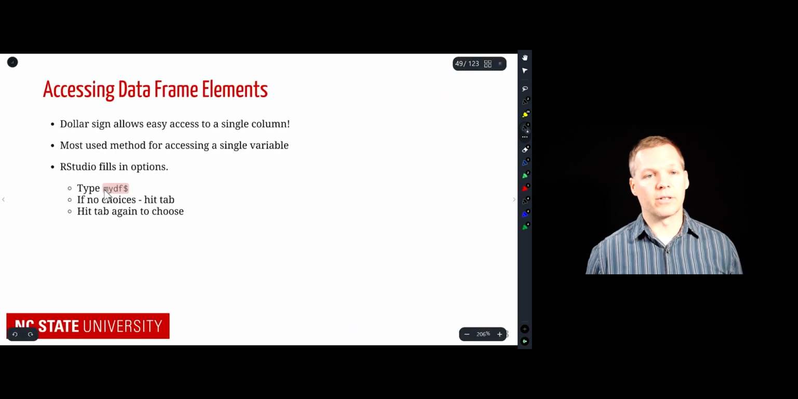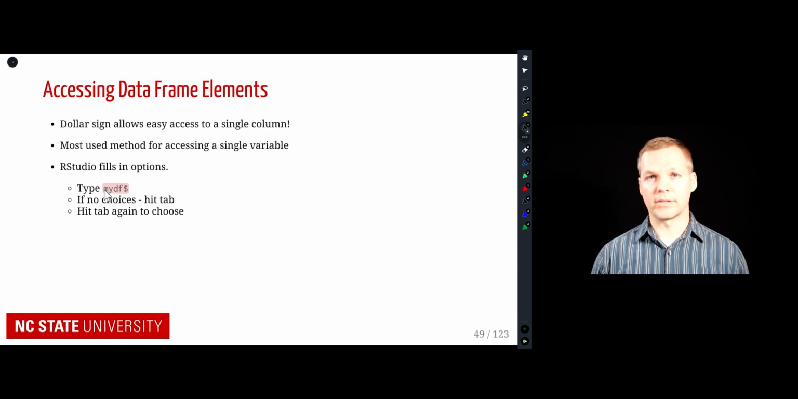What's really nice about using RStudio is that it's going to autofill for us. For instance, if I start typing my df, put a $ sign and just wait, it will populate a bunch of choices. It'll populate all of the possible column names from that data frame. You can use your arrow keys to scroll up and down between them, and then just hit tab when you find the one that you want to choose.